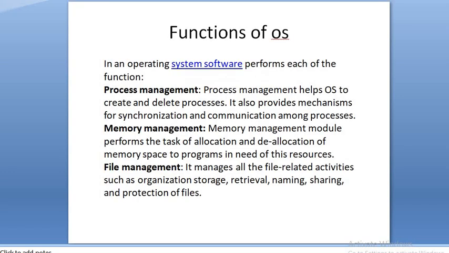We know what an operating system is. An operating system software can perform three main managements: process management, memory management and file management. What is process management? Process management helps the operating system to create and delete the processes. Memory management module performs the task of allocation and deallocation. File management manages all the file related activities, that is storage, retrieval, naming, sharing and protection of files.